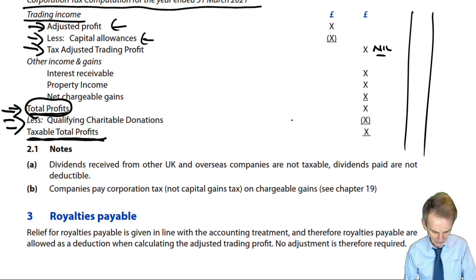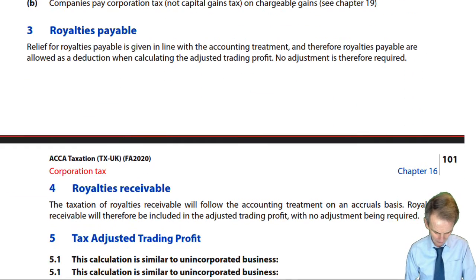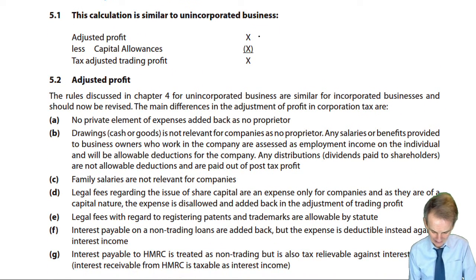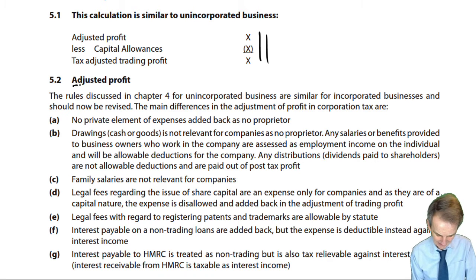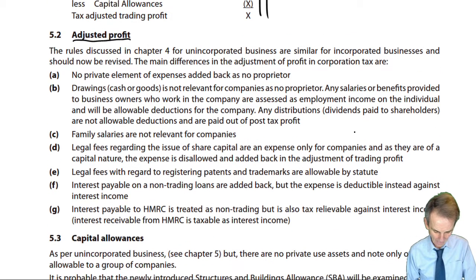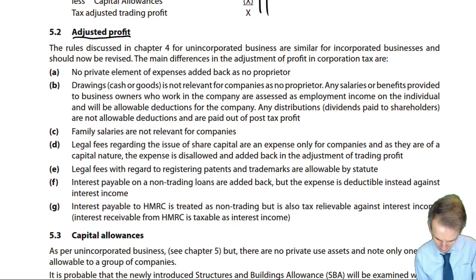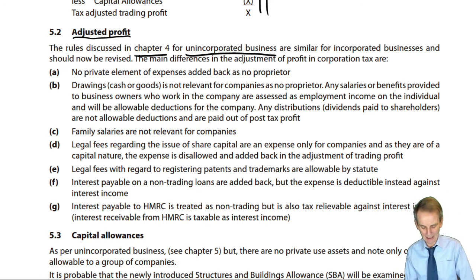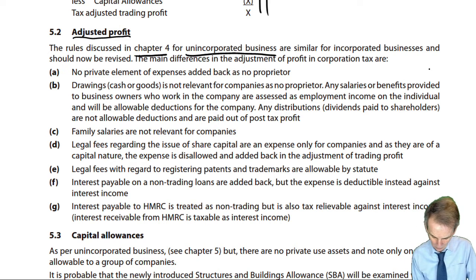Now, as regards the calculation of those profits, as we see there, that's what we've just shown on the face of the computation. The adjustment of profits is mostly as per Chapter 4 for our unincorporated business. Similar, but not exactly the same. For incorporated businesses, we've now got to look at what those differences are.